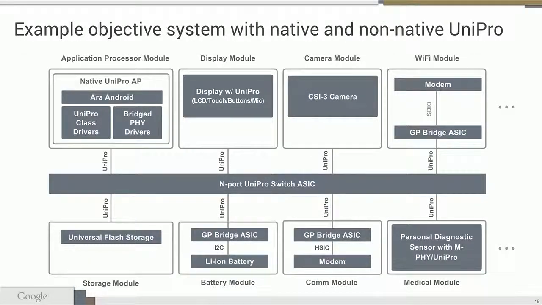This is an example of an objective system. Of course, there's no one system. This is just one example that has a native UniPro AP, a UFS flash storage device, a CSI3 camera. So these are native UniPro peripherals. And it also has some other modules that still have bridge ASICs. So it is a project-level goal that we're going to have interoperability between these native UniPro peripherals and designs using bridge ASICs.